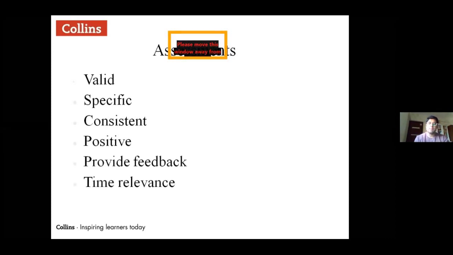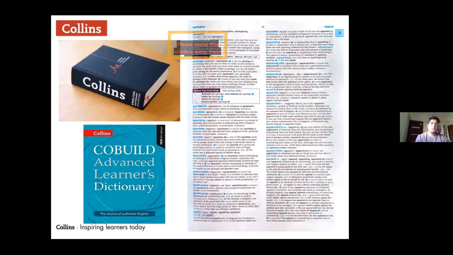Of course, ensure the time relevance. That's important. Again, time management is important. And of course, if you have to talk about grammar and vocabulary, which the new syllabus 0861 talks about and advocates the idea strongly, I would suggest Collins Dictionary is the best one.